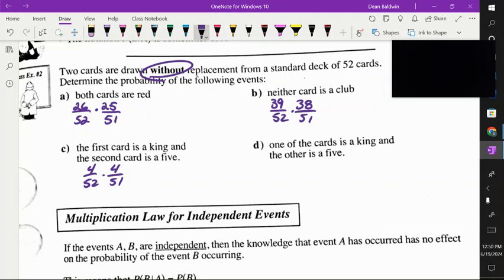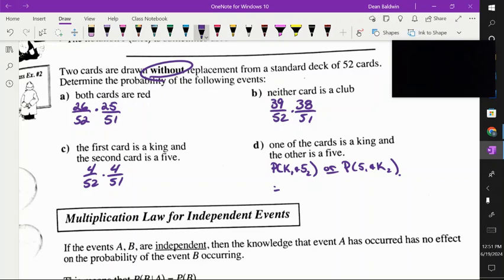All right. One of the cards is a king, and the other is a 5. So that means you can do this. You can do king on the first one and 5 on the second, or 5 on the first and king on the second. So you pretty much just times the thing, the last one, that's it. The first and second options the same. They will be, yeah. But you have to double it. That's the point here.